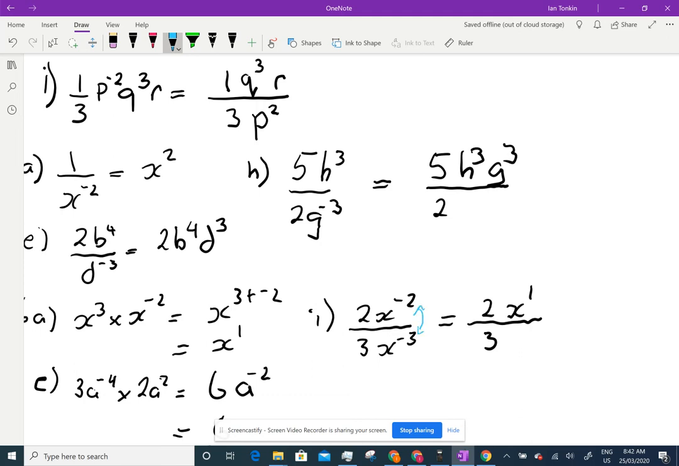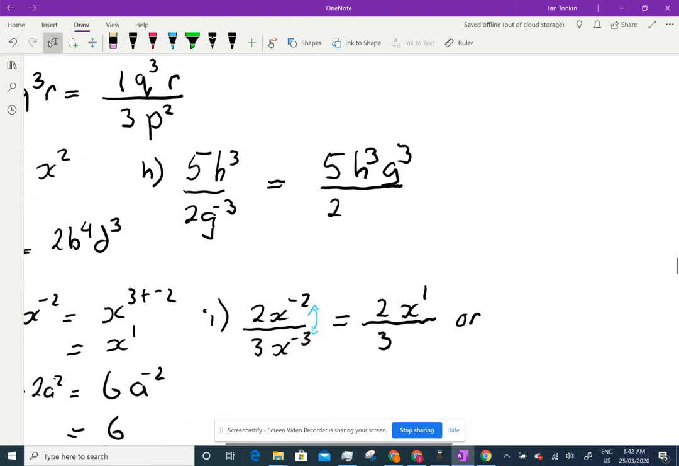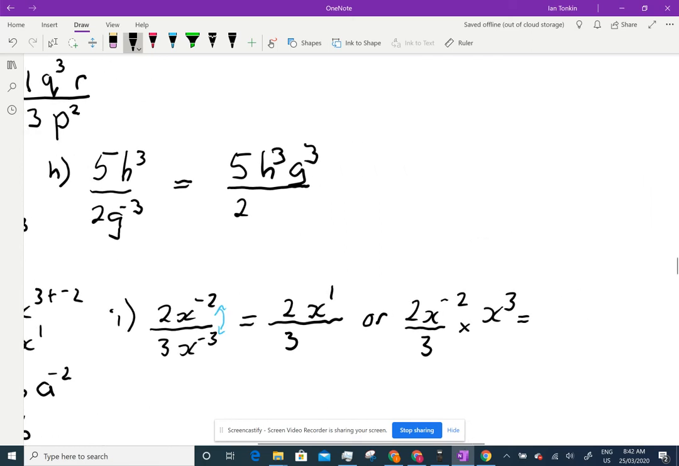Okay? If you want to think about it another way, you can go, oh, that's 2x to the negative 2 and the 3, and I'm going to bring that other x upstairs and make it positive. And now I'm adding them. So I've got 2 on 3 and x to the 1. All right?